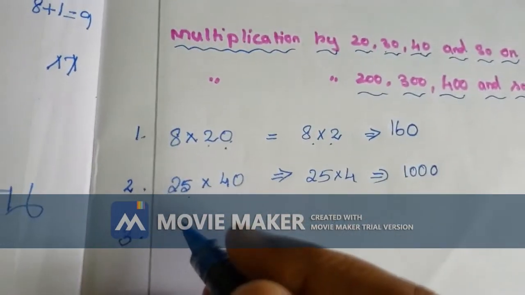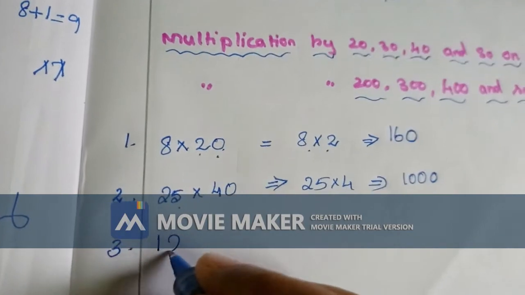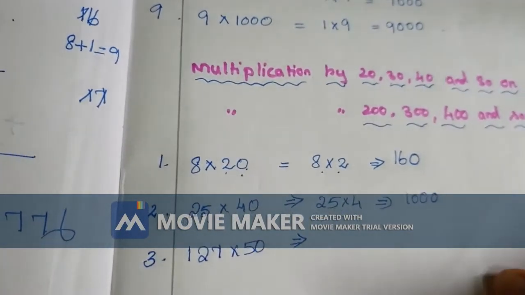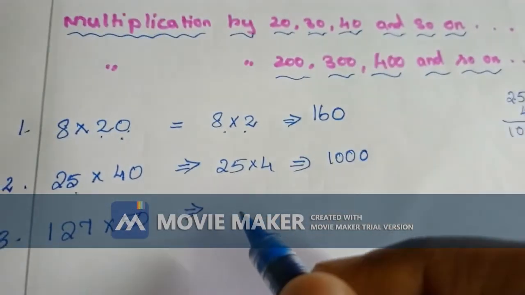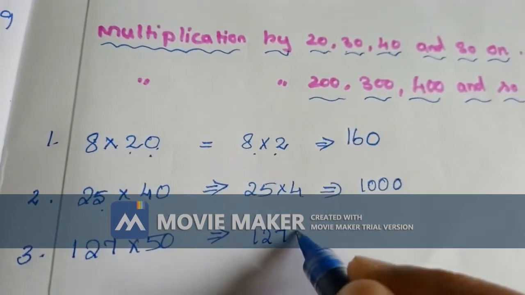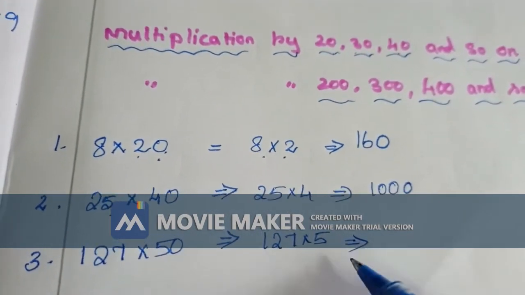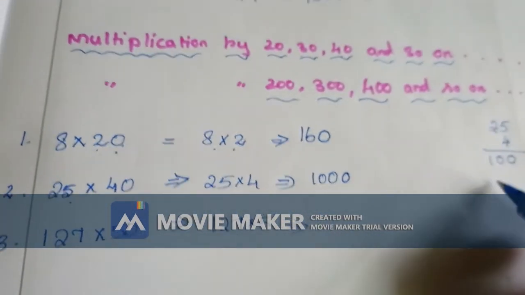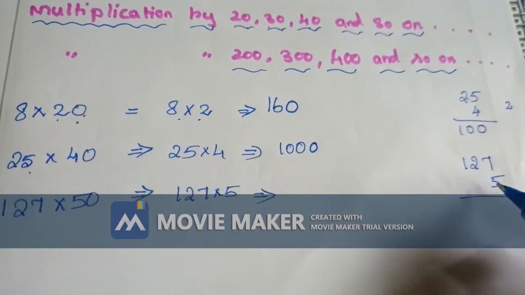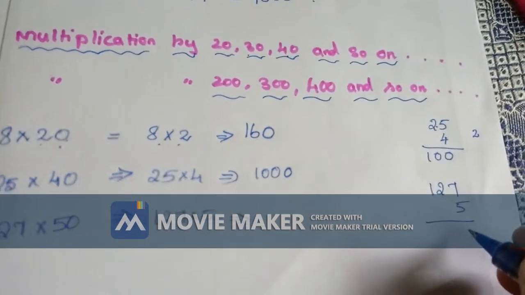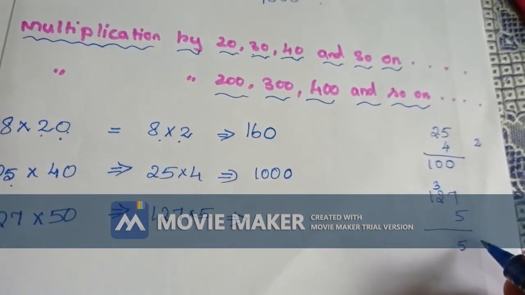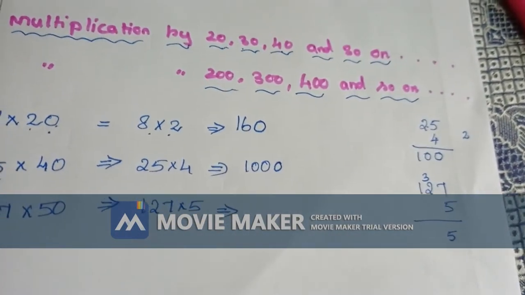One more example, 127 by 50. Okay, so what is the first step children? Yes, we have to multiply this 127 by 5. So what is the answer while we are multiplying this 127 by 5? 7 5s are 35. So write 5 and write 3 here. So write 5 to this ones place and carry over this 3 to this tens place.